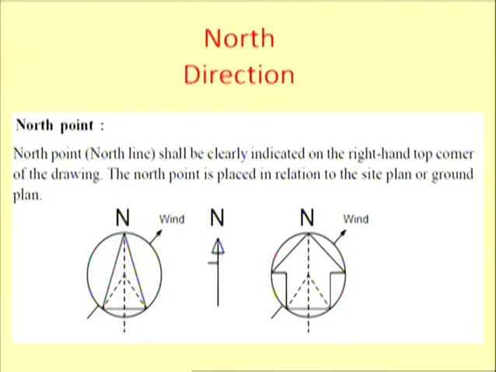So any civil engineering drawing means we are going to construct a structure, maybe buildings, maybe structures other than buildings, like a dam or roads or railway tracks or ports. So without the north direction, there is no meaning of any drawing. All the structures are oriented with reference to the north.